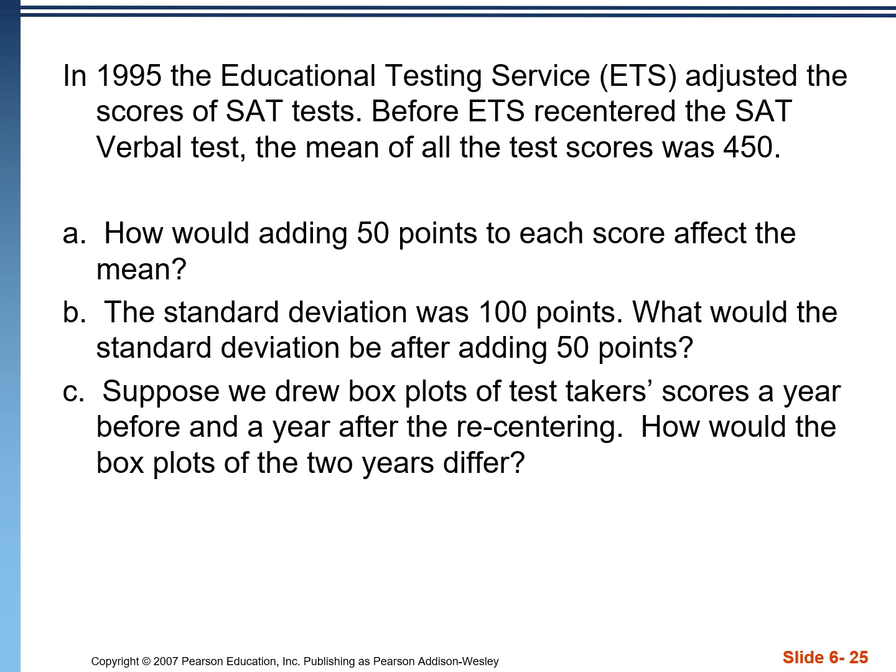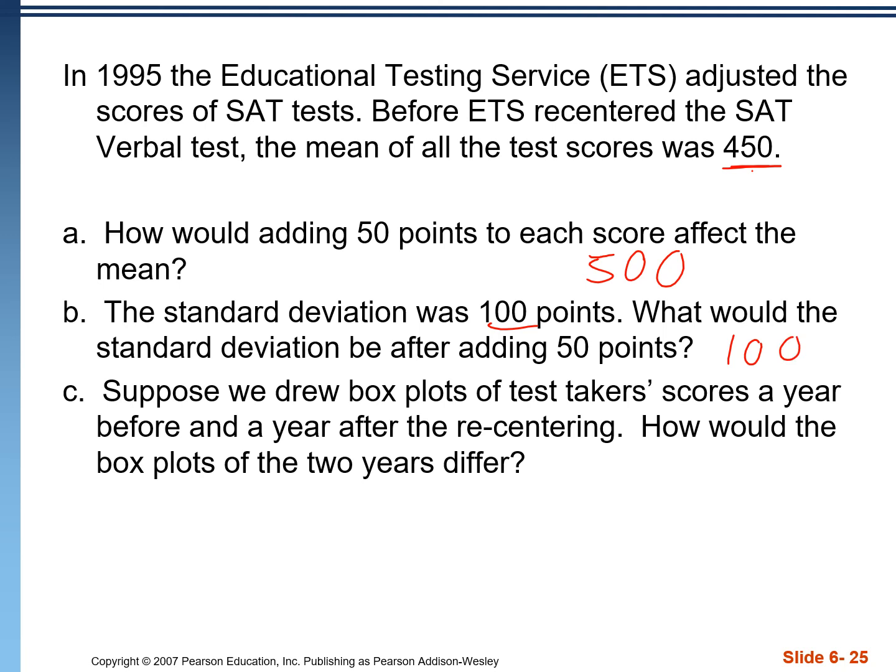So for this last question, let's imagine we have a distribution of SAT verbal scores that have a mean of 450 and a standard deviation of 100. Part A, how would adding 50 points to each test score affect the mean? So if we added 50 to every data value in the data set, this mean is also going to increase by 50, and we'll get a new mean of 500. Standard deviation was 100. What would the new standard deviation be after adding 50 points? Stays the same.